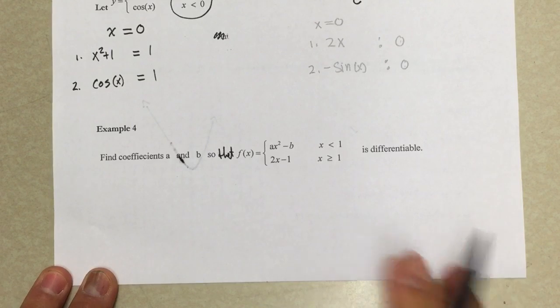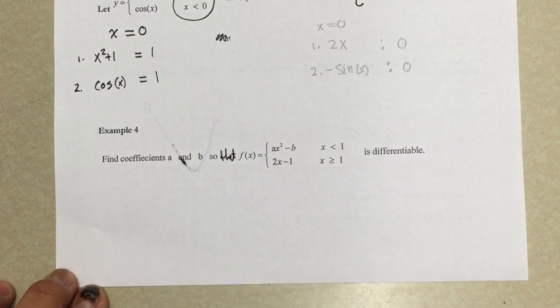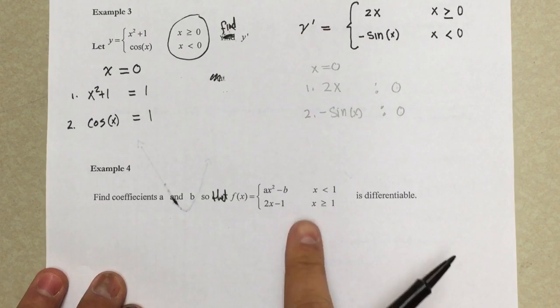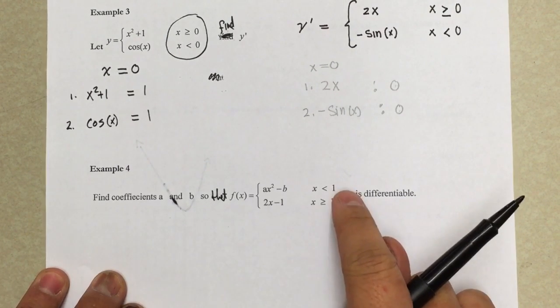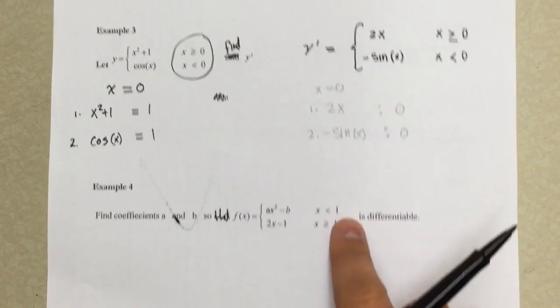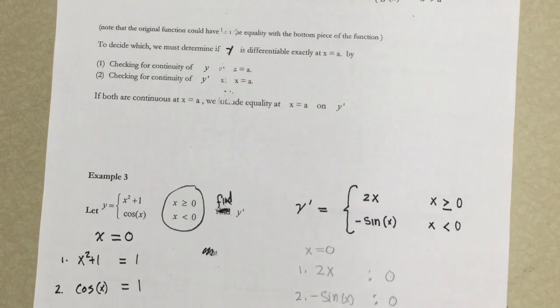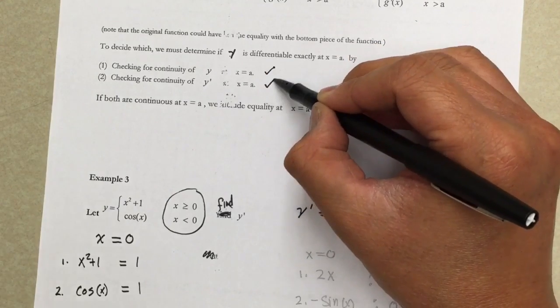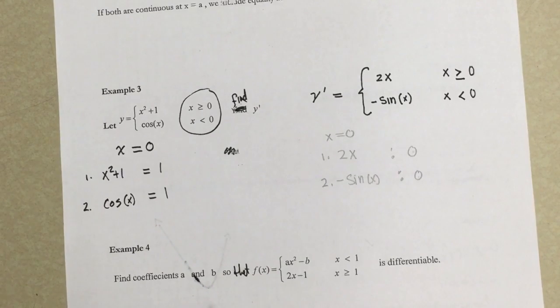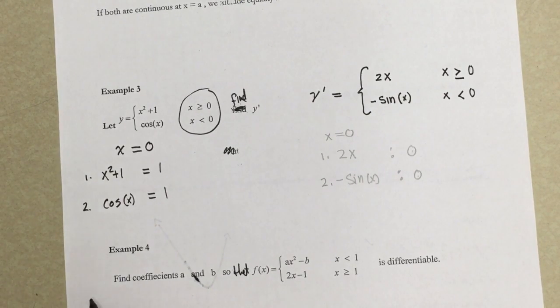There are two stages to this problem. First, we know that in order for this function to be differentiable everywhere, we just have to worry about the boundary point. And to take care of the boundary point, we need to make sure that the function is continuous at the boundary point. The derivative function is also continuous at the boundary point. So for now, let's take care of continuity at x equals 1, because that's the boundary for the function f of x.